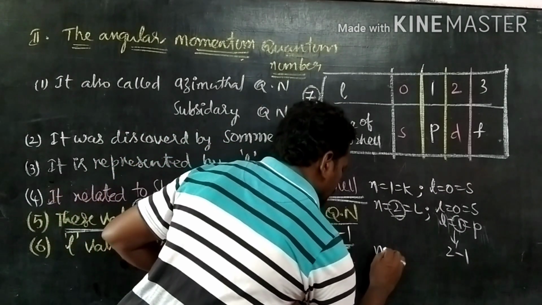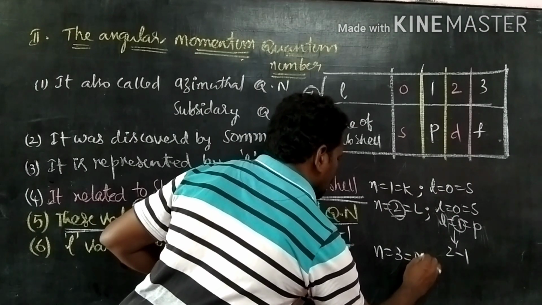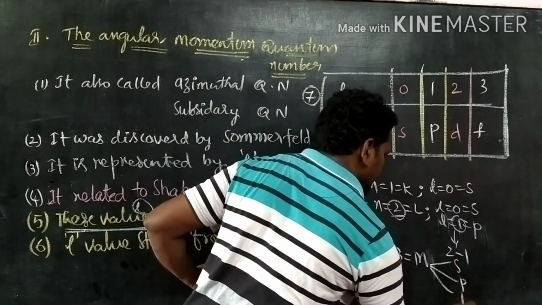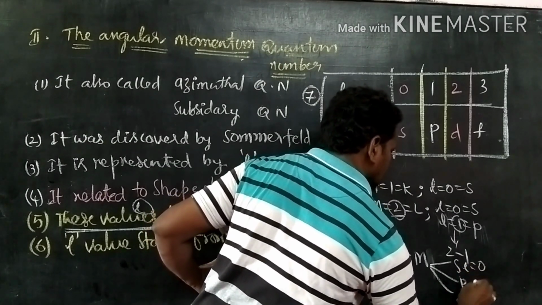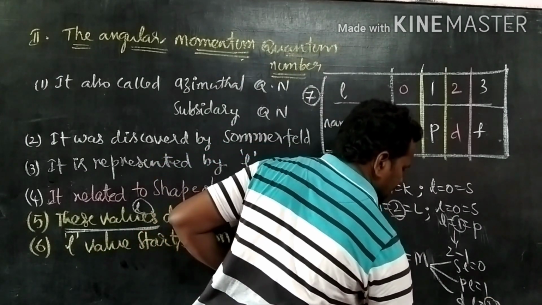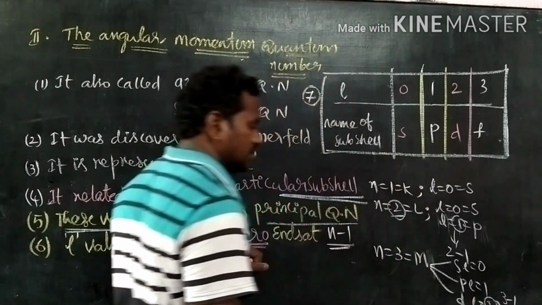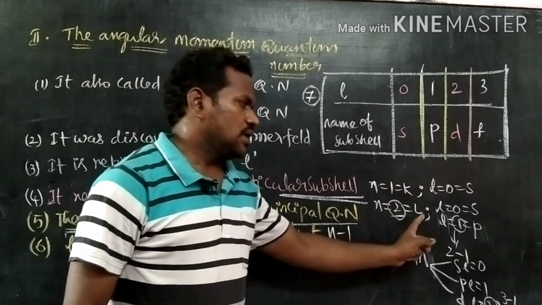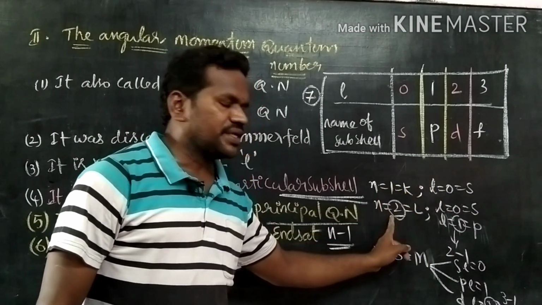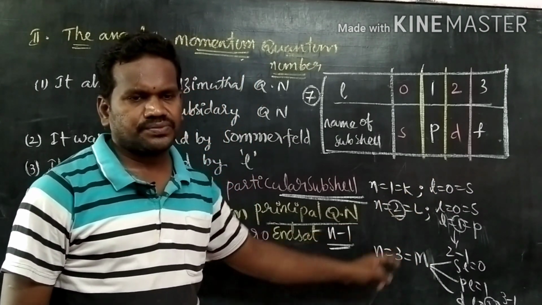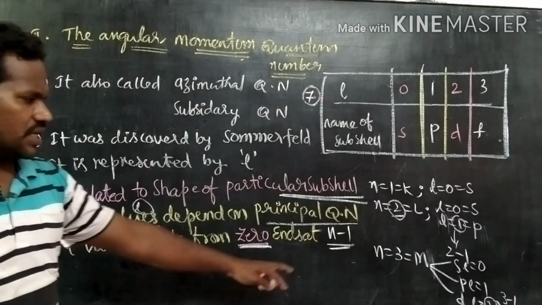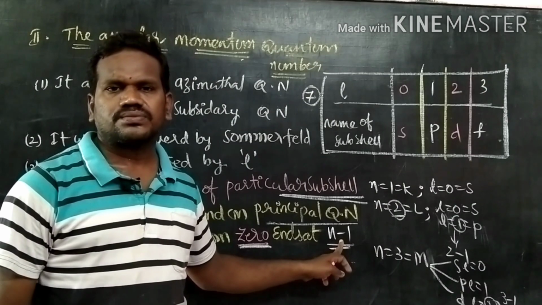For example, if we consider n is equal to 3, it has three sublevels. They are S, P, D. Their L values are L equals 0, L equals 1 and L equals 2. This 2 can be written as 3 minus 1. This means the angular momentum quantum number L depends on the principal quantum number n.